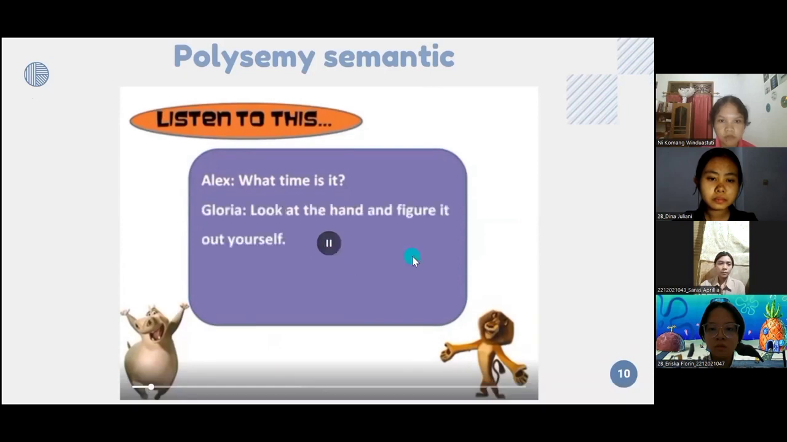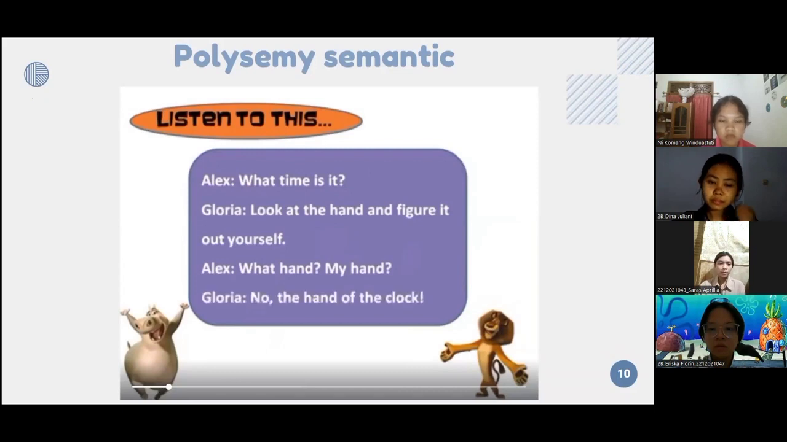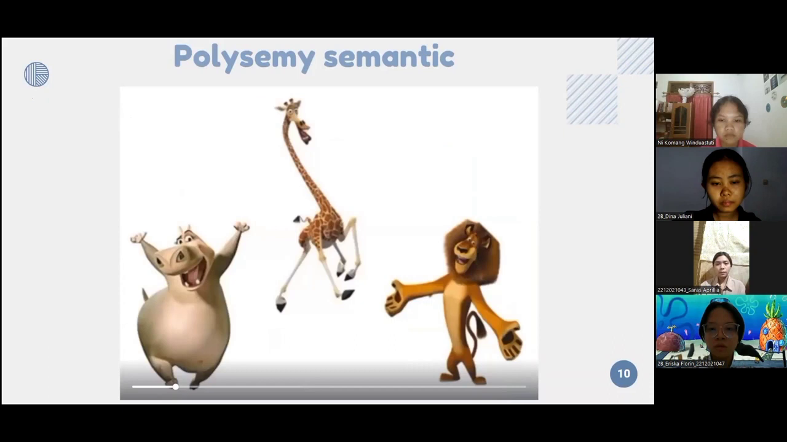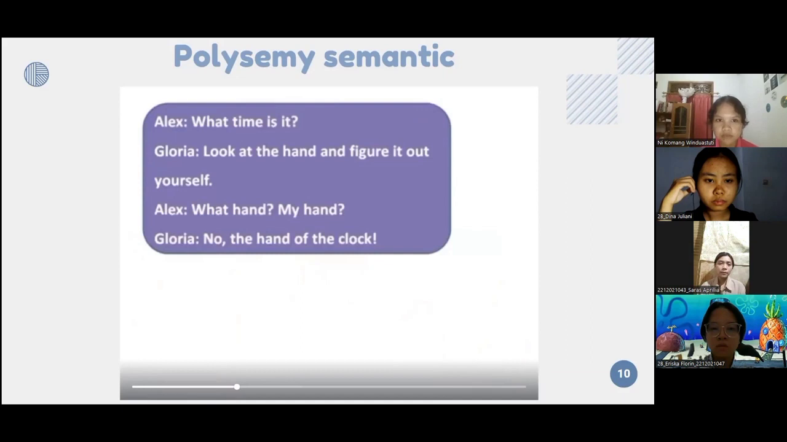Who is it? Look at the hand and figure it yourself, Alex. What hand? My hand? No, the hand of the clock. Hey, what's the commotion about? Oh, hey, Milman, I didn't know you were here. Well, I heard a commotion. What was it all about? Well, I was asking Gloria for the time, and she asked me to look at my hand. I didn't know my hand can tell the time. I wasn't referring to your hand. I was referring to the hand of the clock. You have hands? And you mean that hands has many meanings?